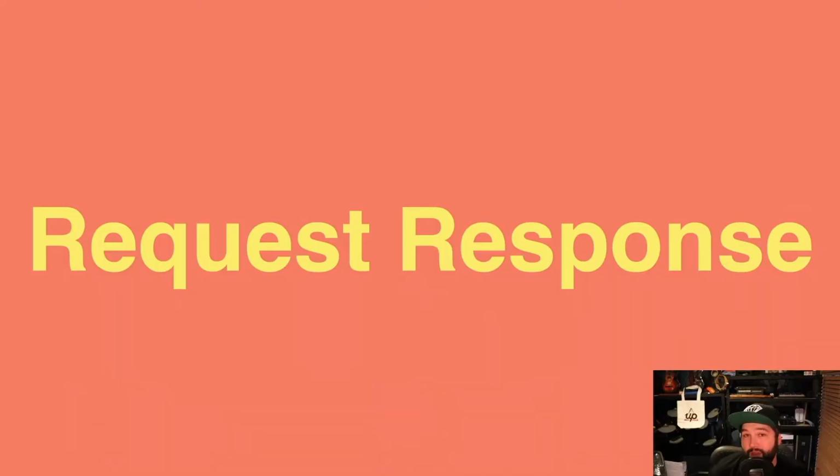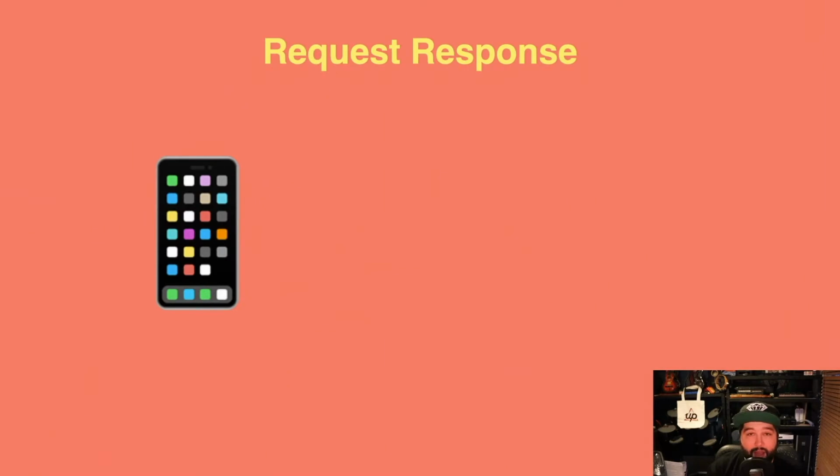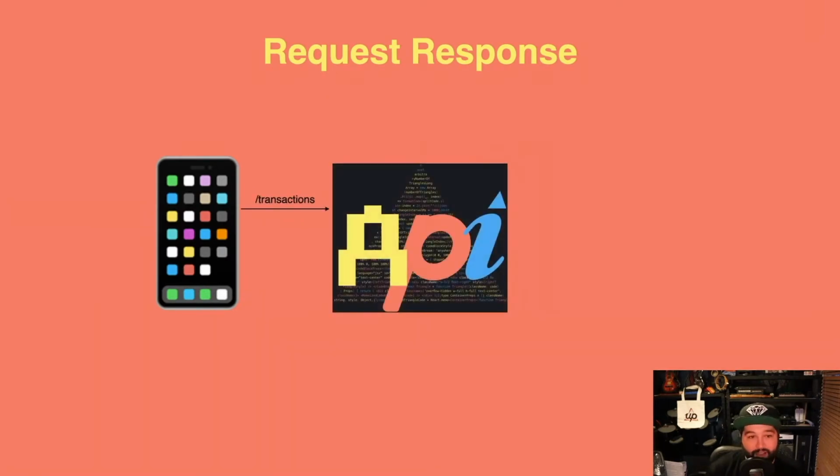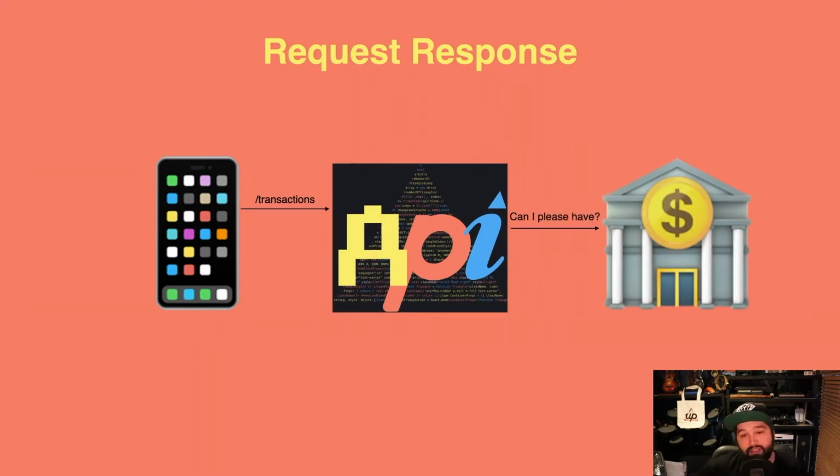So before we get into webhooks, it's really important to have a good foundational understanding of how the request-response model has been working up until now. So we have our application, or in our case, Postman, which makes a request for all the transactions. So it sends a request to the API. The API then goes to the database and says, "Can I please have?" And the database says, "Certainly, good sir, here are your transactions." And then the API will send those back to the application, and the application can display them however we want.